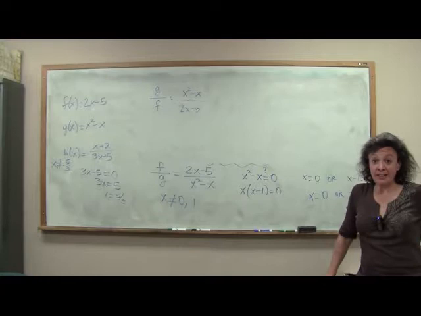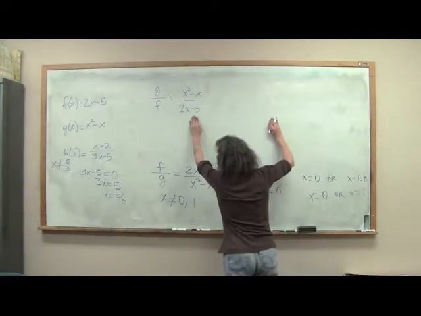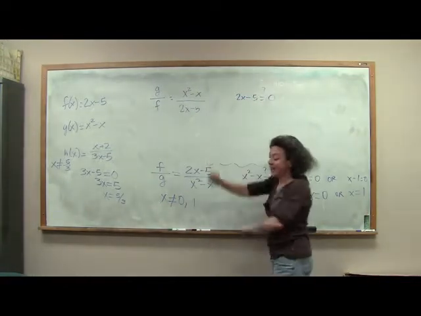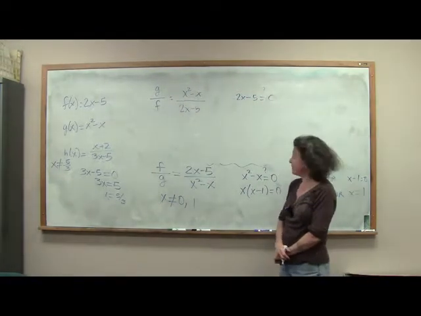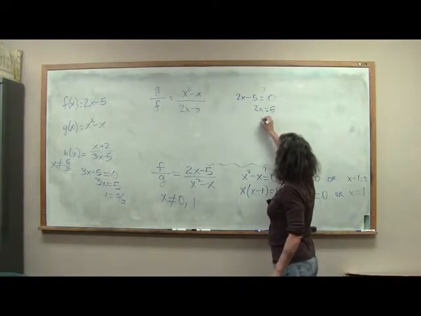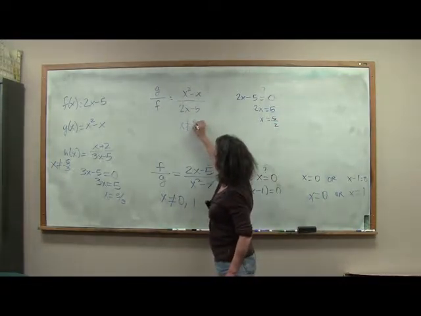Do I have domain issues? You bet I do. Okay? I can't let my denominator be equal to 0, so I'm going to ask myself, hey, where is this equal to 0? Well, solve for x. x cannot be 5/2.